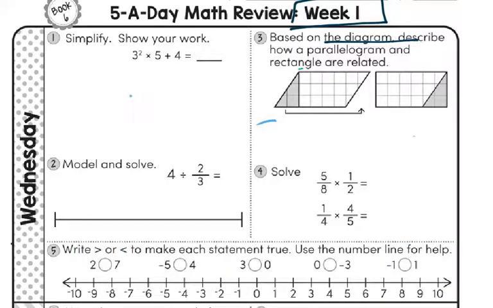To plot them, this first one's pretty easy. We have 2 and 7. 2 is less than 7. So do that for all of those problems, 1, 2, 3, 4, 5 of them. And then on to the Thursday half of the worksheet.